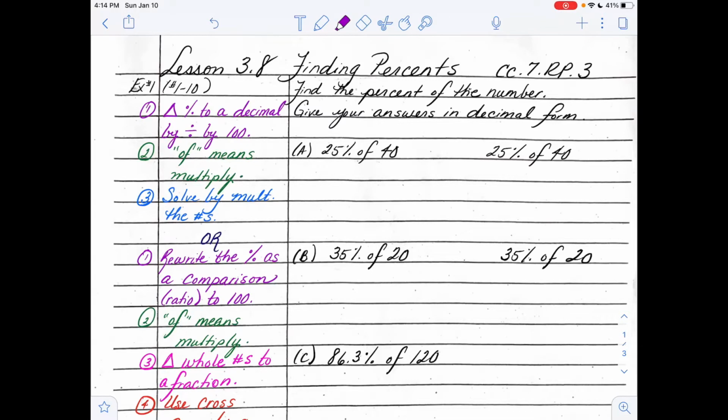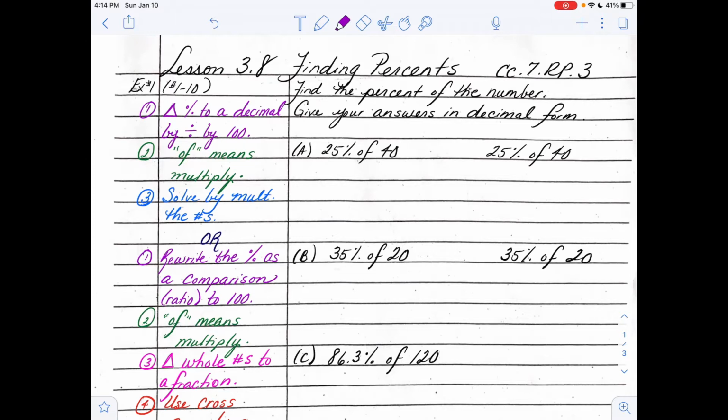Hi, today we're looking at our lesson 3.8 on finding percents. No new vocabulary for this lesson, so just one example. We're going to look at the steps on how to find a percent of a number.